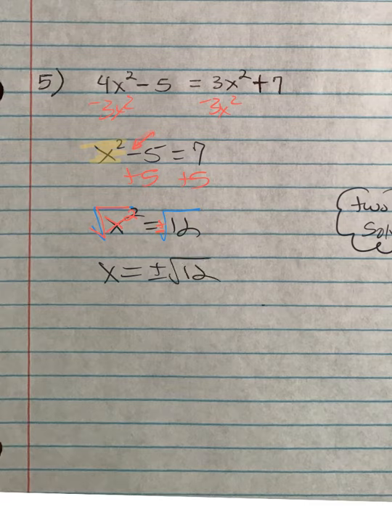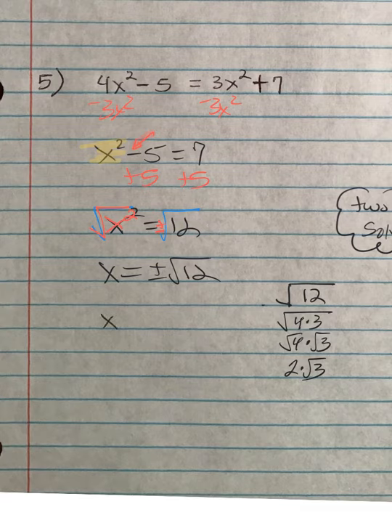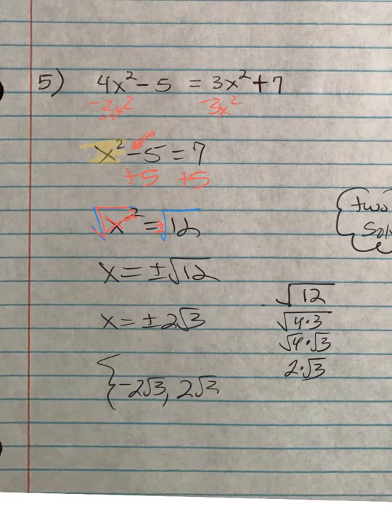Can I leave that as my final answer? No, because if there is a perfect square hiding in 12, I must simplify. Can't 12 be written as 4 times 3, which is the square root of 4 times the square root of 3, and isn't the square root of 4 just 2? So your final answer must always be in simplified radical form, no decimals. So my answer is minus 2 square root 3 and plus 2 square root 3.